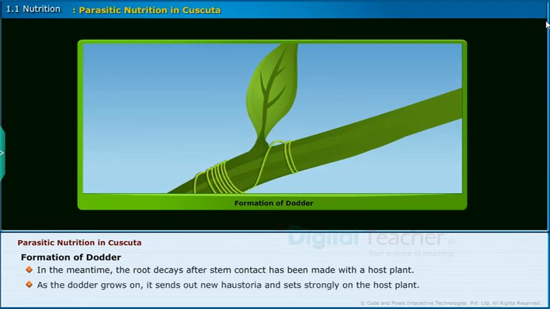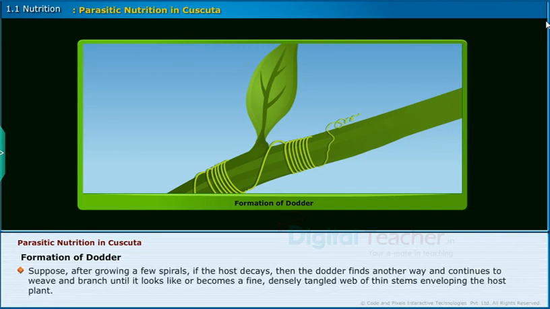As the dodder grows on, it sends out new haustoria and sets strongly on the host plant. Suppose, after growing a few spirals, if the host decays, then the dodder finds another way and continues to wave and branch until it becomes a fine, densely tangled web of thin stems enveloping the host plant.